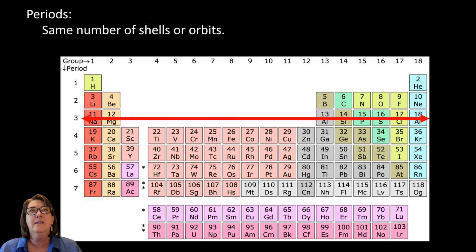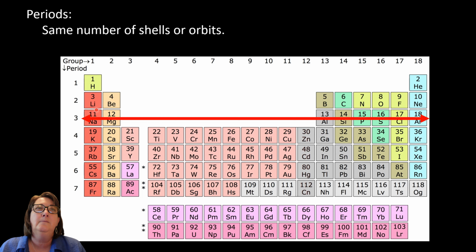You have periods. These are going to have the same number of shells or orbits. So a period goes from left to right. A good way to remember this is you write a sentence from left to right and you end with a period. So periods are going to be the rows. So this will be the same number of shells. This will be the same number of orbits.